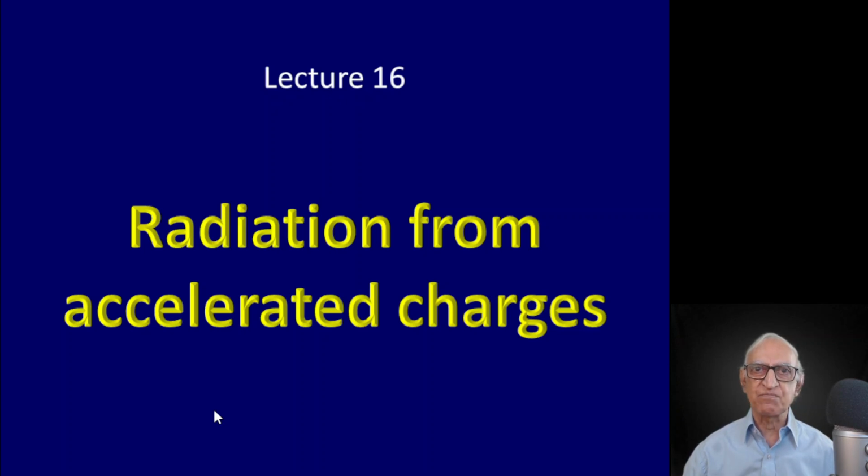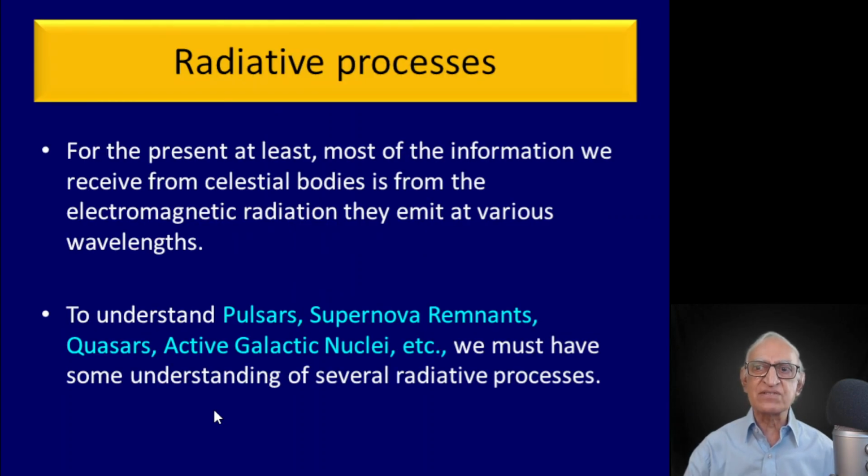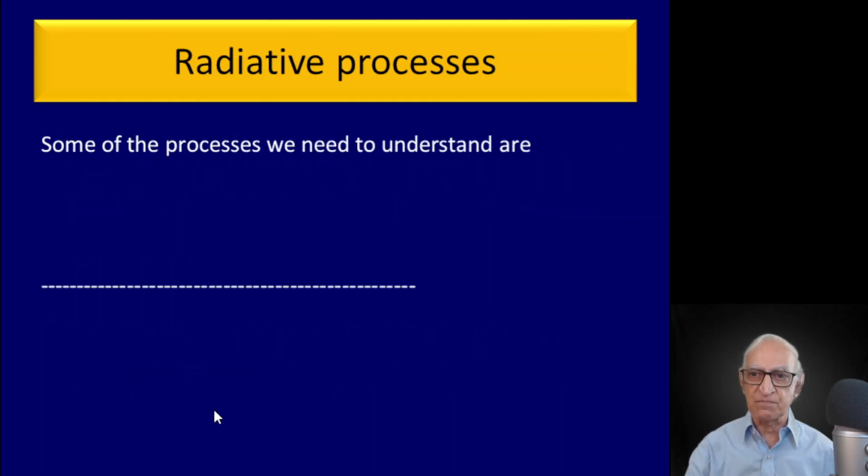Today we shall discuss electromagnetic radiation from accelerated charges. For the present at least, most of the information we receive from celestial bodies is from the electromagnetic radiation they emit at various wavelengths. To understand objects like pulsars, supernova remnants, quasars, active galactic nuclei, etc., we must have some understanding of several radiative processes which are important in astronomy.